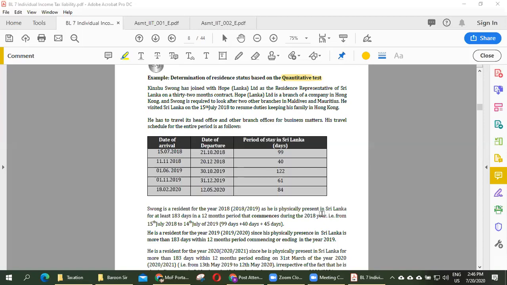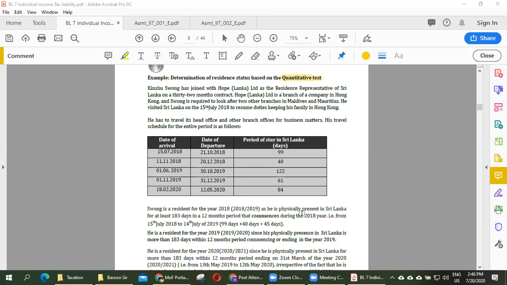No, no, no. All 3 years, 2018/19, 2019/20, 2020/21, he is a resident according to the new act. According to the new act, he is a resident for the years 2018/19, 2019/20, 2020/21. All 3 years he is a resident. That's why I told you it's a very difficult, complex concept. It is not an easy one.